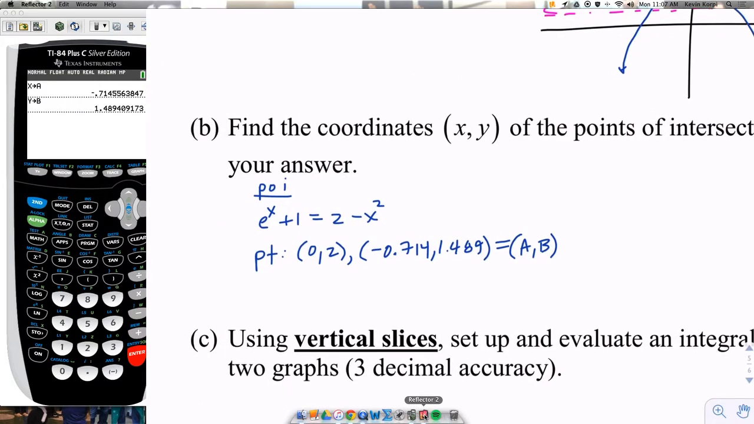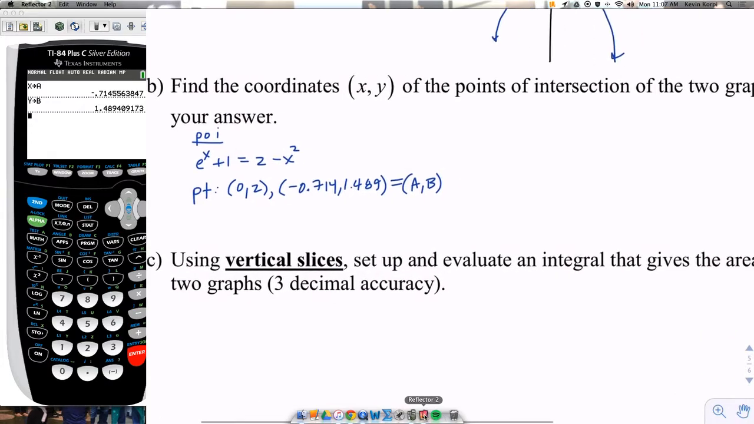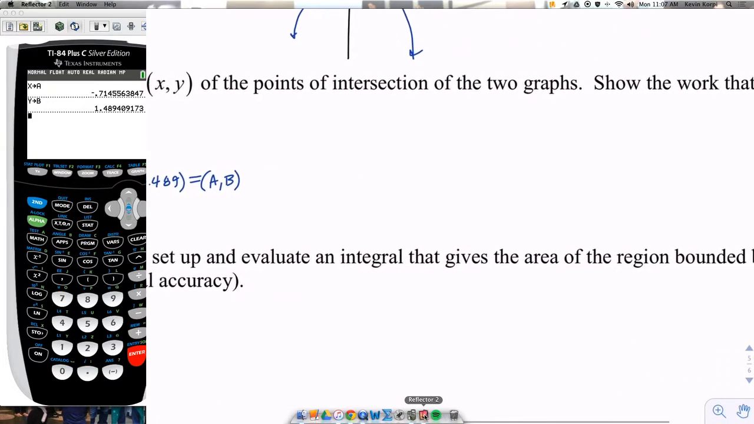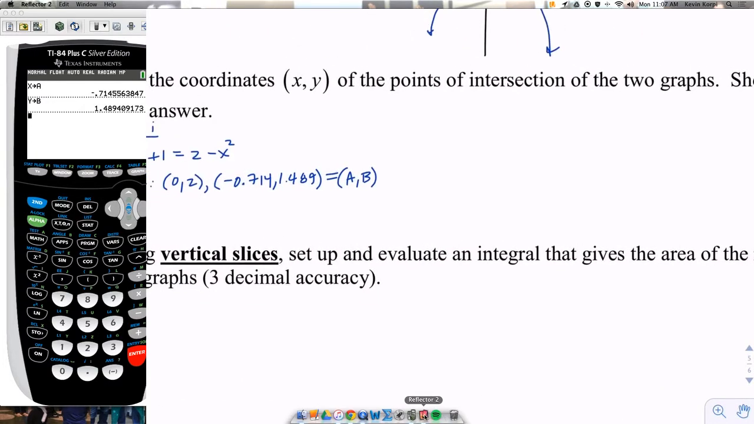Okay, so I listed the ordered pairs. One was a nice one. One I stored with decimals. Part C, using vertical slices, set up and evaluate the integral that gives the area of the region.